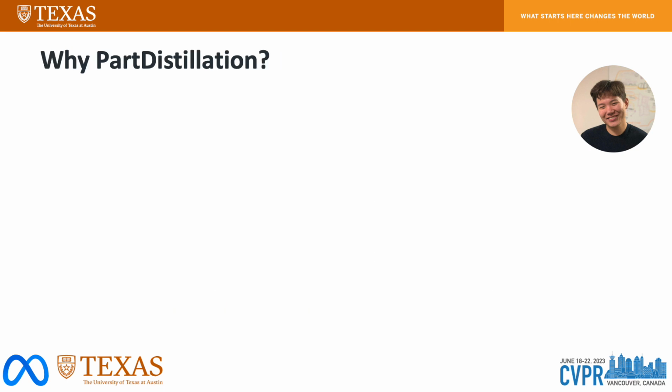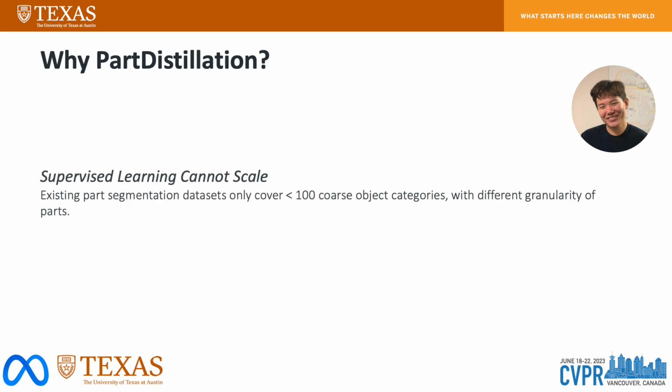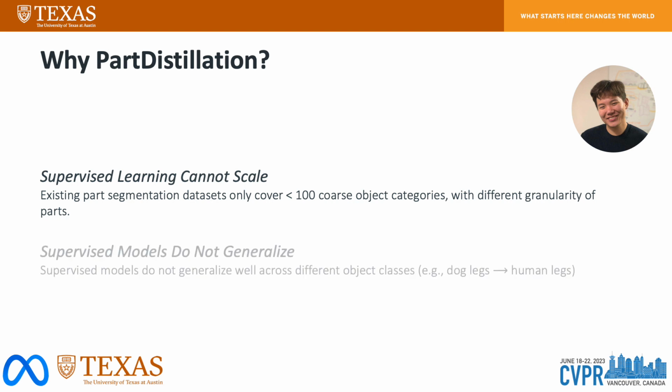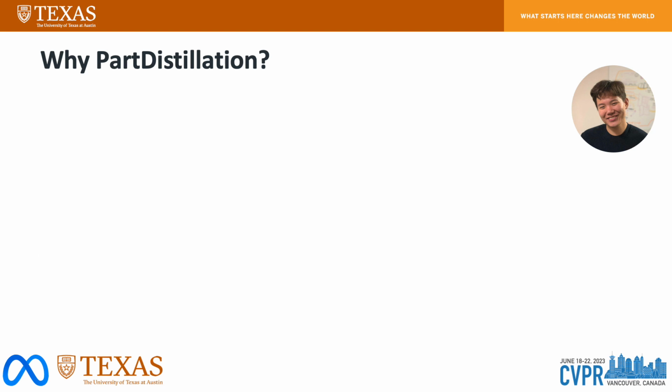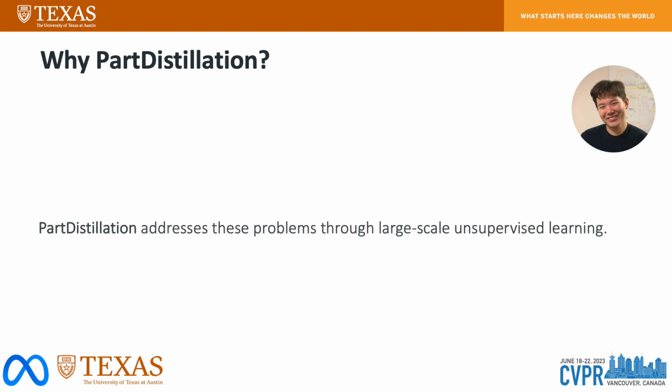So, why PartDistillation? Supervised learning cannot easily scale since the existing part segmentation datasets only cover less than 100 coarse object categories, each featuring different granularity of parts. Furthermore, supervised models do not generalize well across different object classes, such as legs of a dog to a person. PartDistillation addresses this problem through large-scale unsupervised learning.